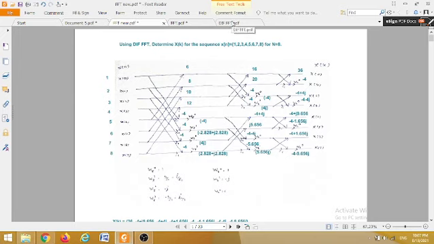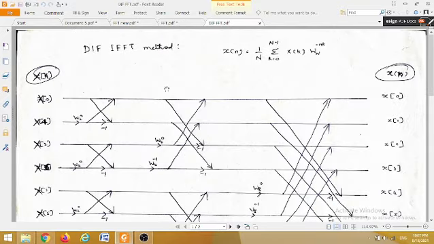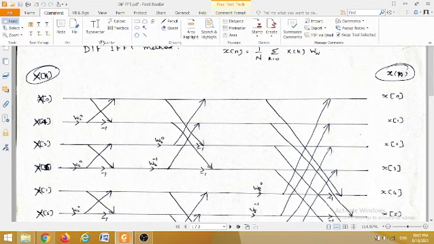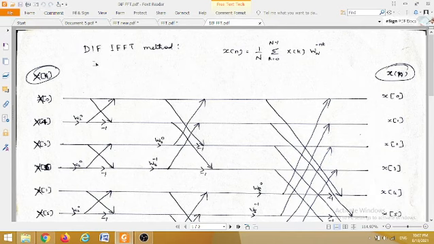So next we move on to the DIF IFFT. IFFT means inverse fast Fourier transform. Inverse means we have to find x of n from x of k. So the input sequence is x of k, and the output sequence is x of n.